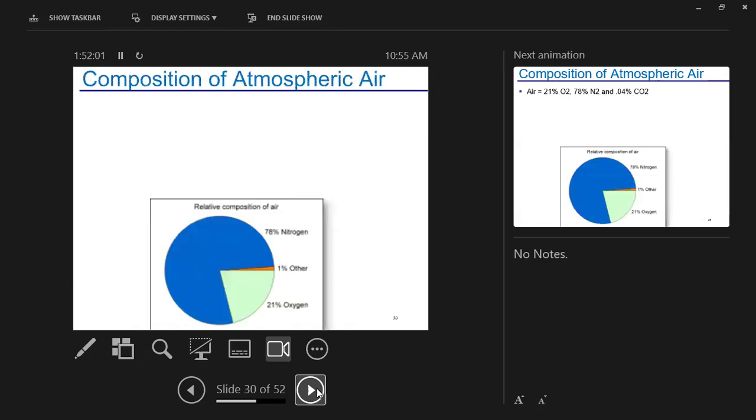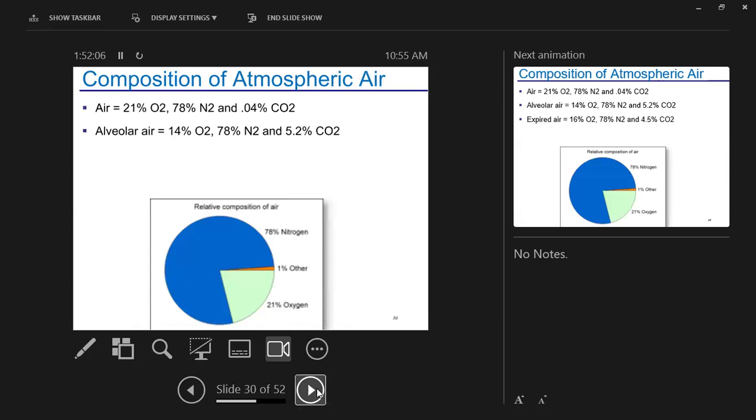Okay, atmospheric air, the stuff we're breathing. It says 21% and 78%, but it's about 20% oxygen, about 80% nitrogen. If you break it out a little further, you've got a trace amount of CO2 in the atmospheric air. Alveolar air, though, is only 14% oxygen, 78% nitrogen, and about 5% CO2.